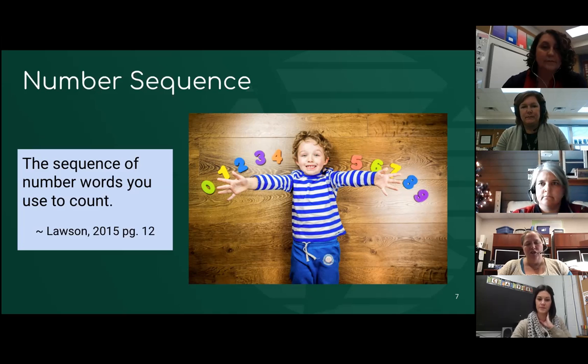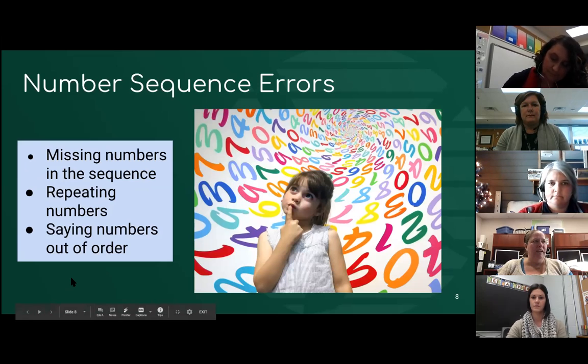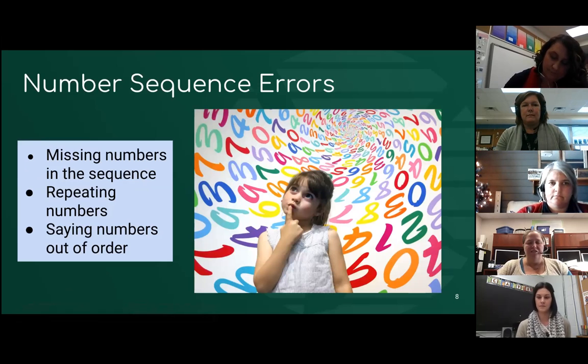And the other thing that I want to draw your attention to is that even though in the picture we see the number symbols, this is not about the number symbols. This is just about the oral counting words. The symbols can come later, but we need those words and we need them in the right order. So errors that kids can make with the number sequence are that they can be missing numbers in the sequence. That's pretty common. They can be repeating the same numbers. They can just kind of go back over the same number words that they've already said. And they can certainly be saying them out of order.